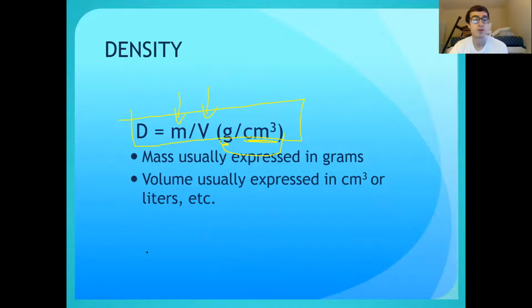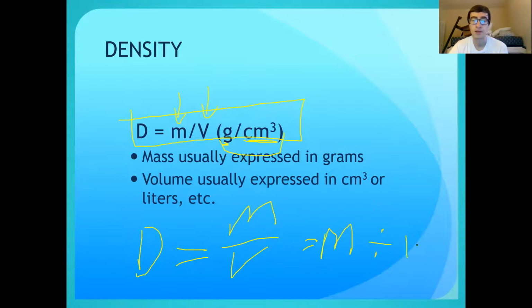The main thing to remember, D equals M over V. Density equals mass divided by volume. So if you're doing this in like a calculator, for example, it would be M divided by V.